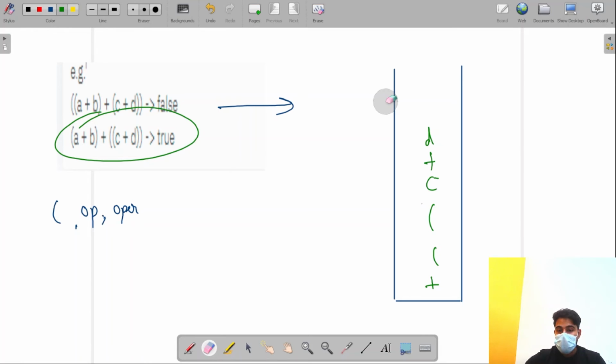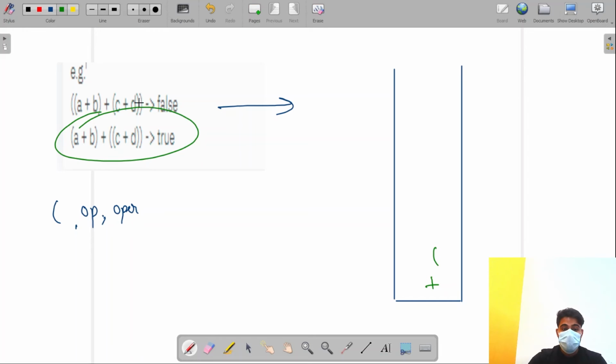Now start popping from the stack. Pop this D from the stack, pop this plus from the stack, this C from the stack, this first opening bracket from the stack. Just because the moment we encounter the opening bracket, we are popping the data from the stack, we know that there exists the data between opening and the closing.